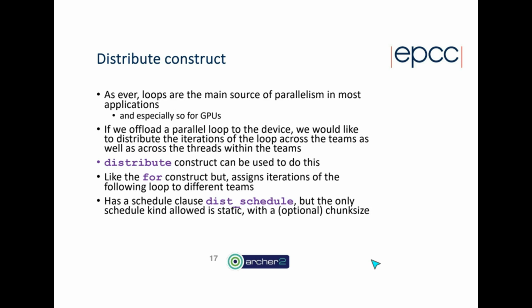To help support that, and because the commonest thing we ever want to do with GPUs is accelerate loops, if we want to offload a parallel loop to the device, we'd probably want to distribute the iterations of the loop across the teams as well as across the threads within the teams. So OpenMP has a construct to do this, which is called distribute. Okay. This behaves like the work sharing for construct, but instead it assigns iterations of the following loop to different teams.